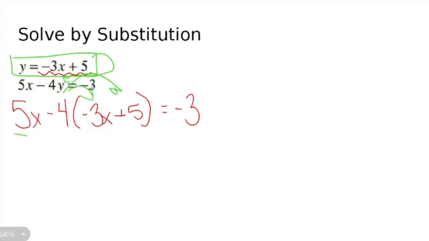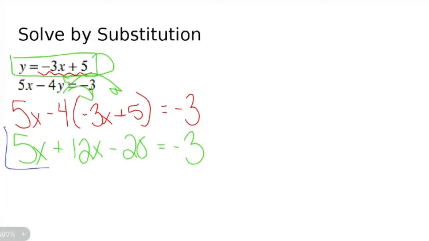So I have 5x, nothing changes there. Negative 4 times negative 3x is positive 12x. Negative 4 times positive 5, rather, is negative 20. And that's going to equal negative 3. On the left side, I have a 5x literally living right next to a 12x.